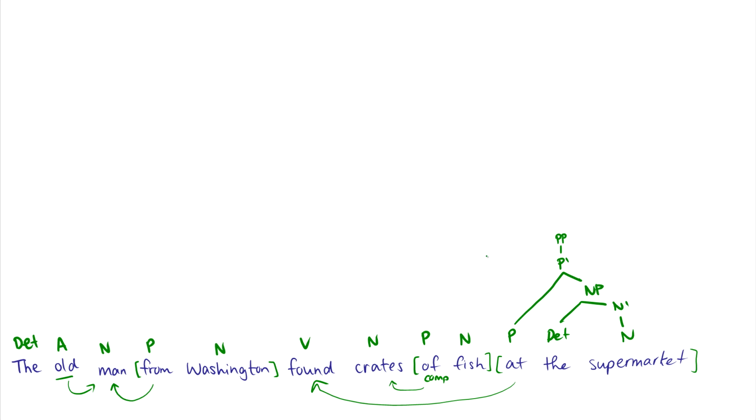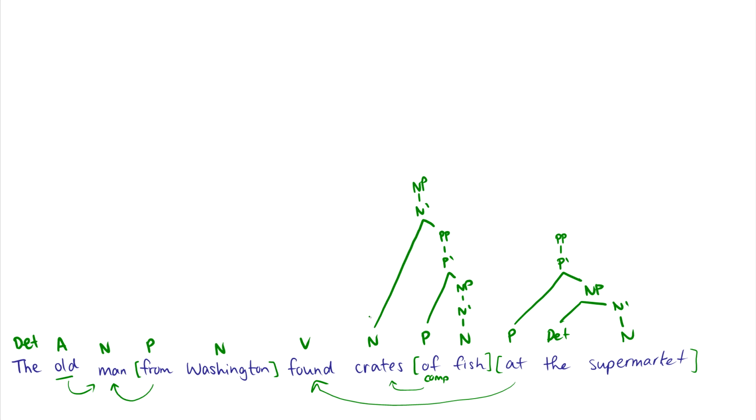But let's do of fish. Of fish, let's keep the same color. So of fish, fish is the complement to of. So it's going to be the daughter of a P bar, sister of a P. We'll go up to a prepositional phrase. And of fish is a complement of crates. So again, we have the of fish being the daughter of the N bar and sister to the N.